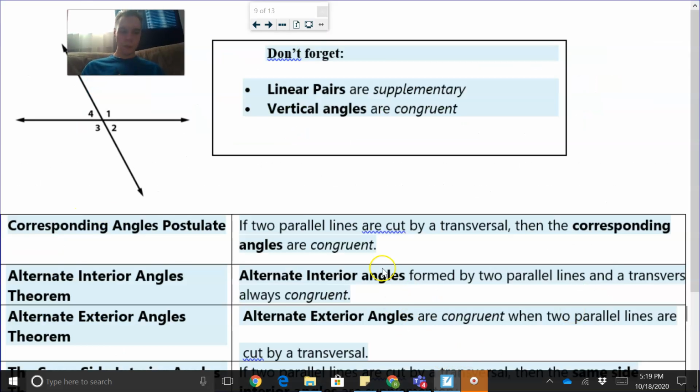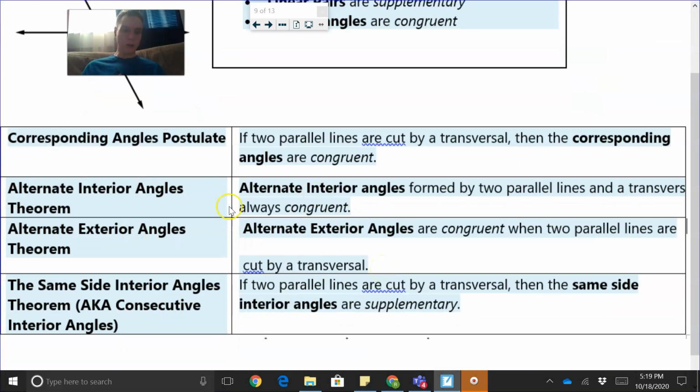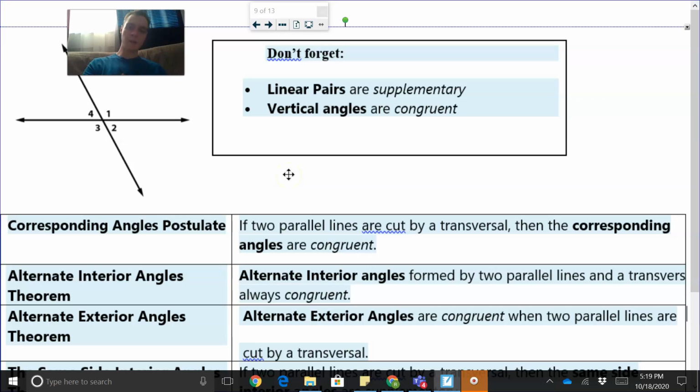So I just went over this. Corresponding angles postulate: if two parallel lines are cut by a transversal, then the corresponding angles are congruent. Alternate interior angles theorem: alternate interior angles are formed by two parallel lines and a transversal, and they're always congruent. Alternate exterior angles are congruent when two parallel lines are cut by a transversal. And the same side interior angles theorem, aka consecutive interior angles: if two parallel lines are cut by a transversal, then the same side interior angles are supplementary. And then don't forget, linear pairs are supplementary and vertical angles are congruent.